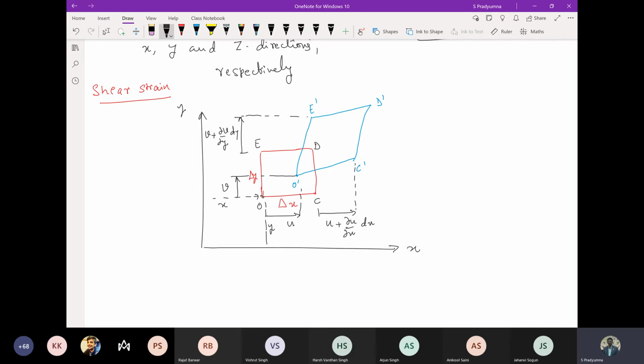To be more specific, I can also write it as equal to delta x. This is the length along which it is changing. So therefore here also I will write it as delta y. Is it clear now?